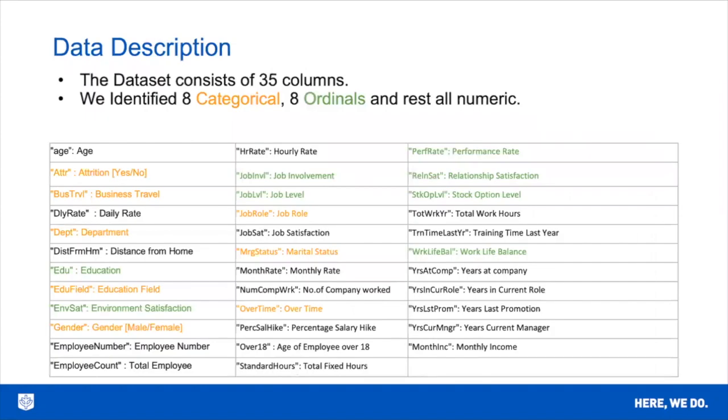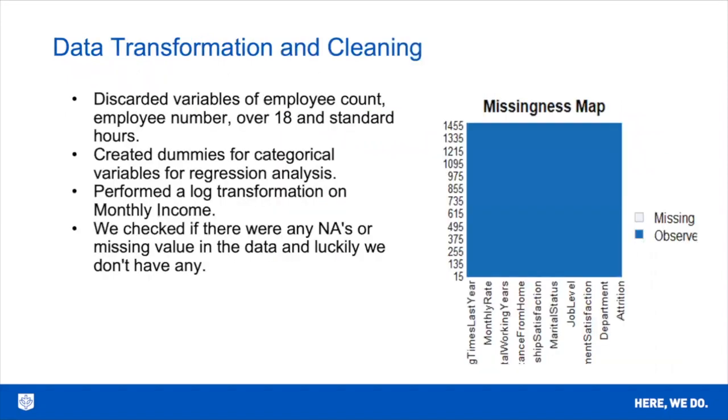So real quick, we had 35 variables. We identified 8 categoricals, 8 ordinals, and the rest were all numeric. We had to take out several: employee count, employee number, over 18, and standard hours, because they weren't real variables. They didn't provide any additional information.